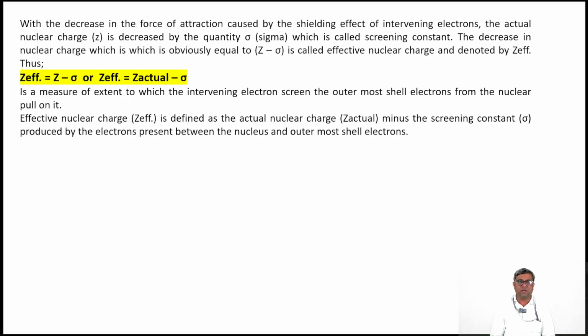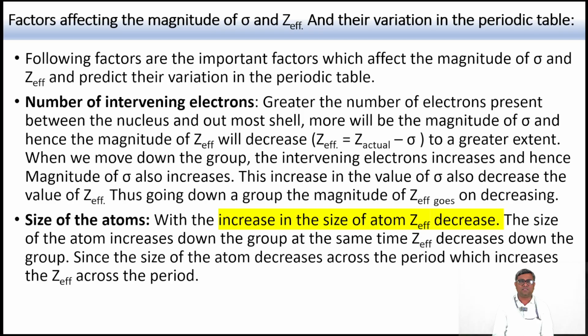The decreased nuclear charge, which is equal to Z minus sigma, is called effective nuclear charge and is denoted by Z effective. The formula is Z effective is equal to Z minus sigma, or Z effective is equal to Z actual minus sigma. Before illustrating the calculation of effective nuclear charge and sigma, let us understand the factors affecting the magnitude of sigma and Z effective and their variation in the periodic table.